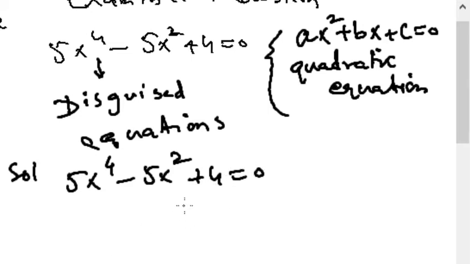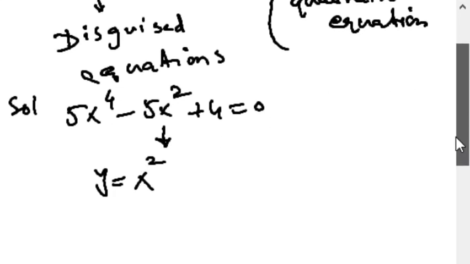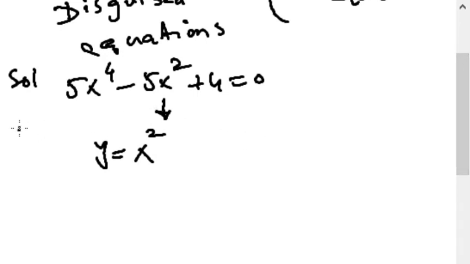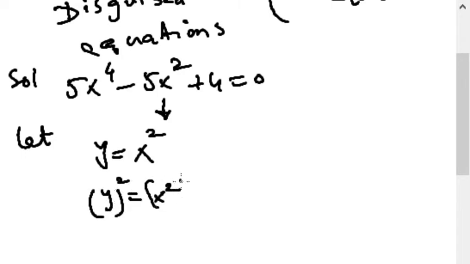Now when you have it in order, look at the variable in the second term. Choose the second term's variable and name it y. So let y equal x square. If I square both sides, I get x square whole square, so y square is equal to x power 4. Is it clear?